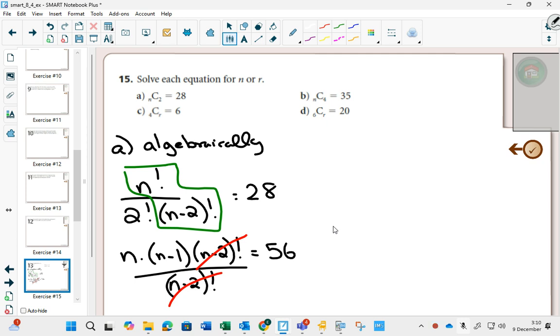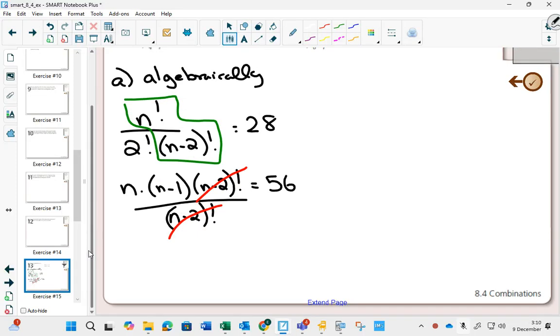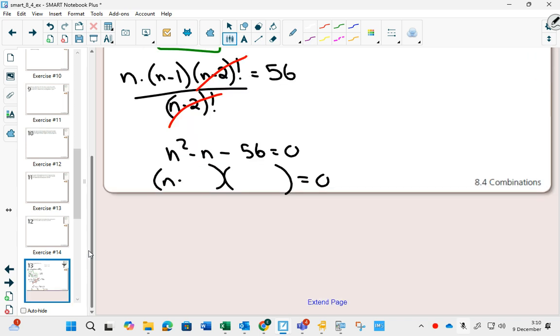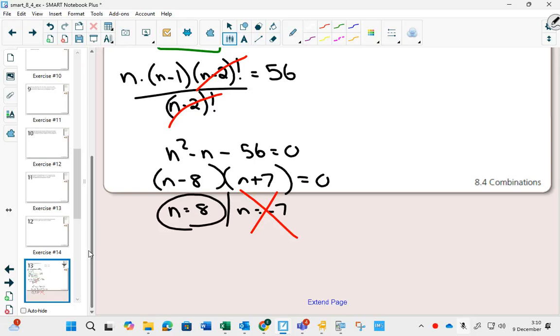So then we get n squared minus n, and then we get a quadratic: n squared minus n, move the 56 over, equals 0. We could factor: n minus 8, n plus 7, sorry. So you get n is equal to 8, and n is equal to negative 7. But you do have to check with factorials, because you can't do negative factorials. So this one's extraneous, and 8 is the only answer.